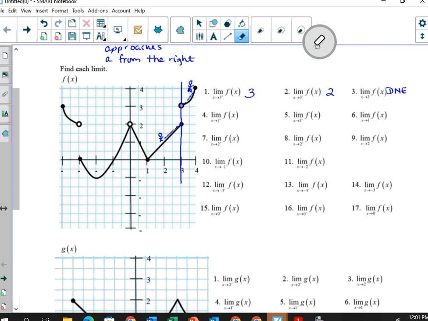All right, where am I drawing my wall for number 4? On the 1. Okay, so my sledding guy from the right, what y value does he approach? 0. It appears as though the left-hand guy is also sledding. What does he approach? 0. So that means the limit is 0.